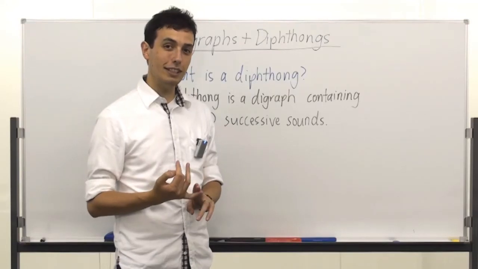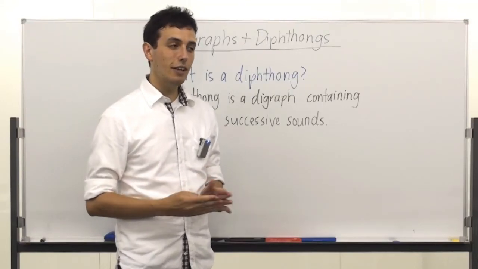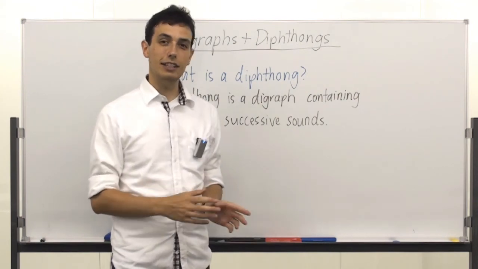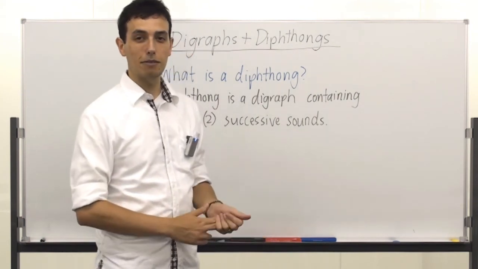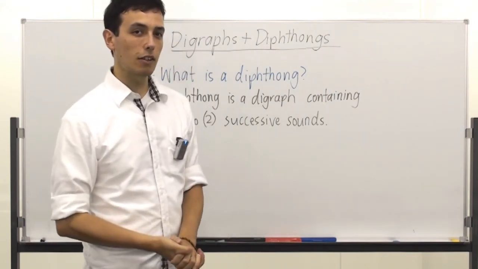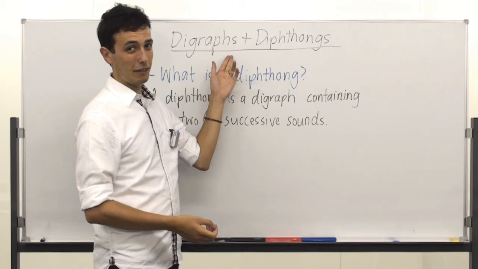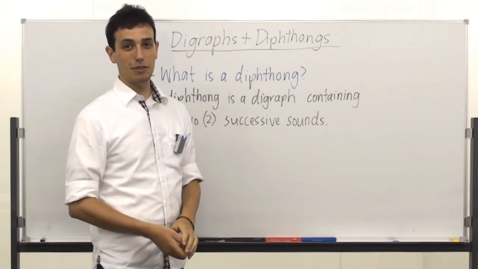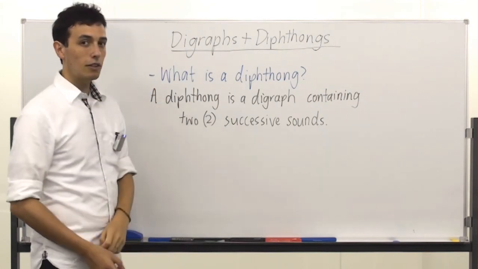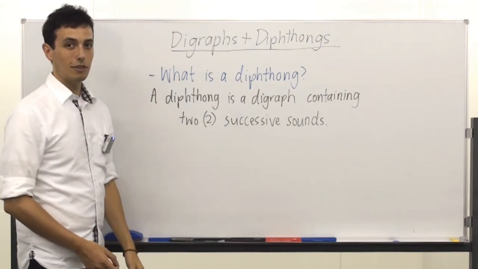A, B, C, D, the letters by themselves. And we've looked at simple digraphs as well, like CH, CK, TH, SH, stuff like that. From here we tread into murky waters. We're going to look at some more digraphs, but we're going to look at diphthongs as well, which can get pretty crazy. So first, what is a diphthong?